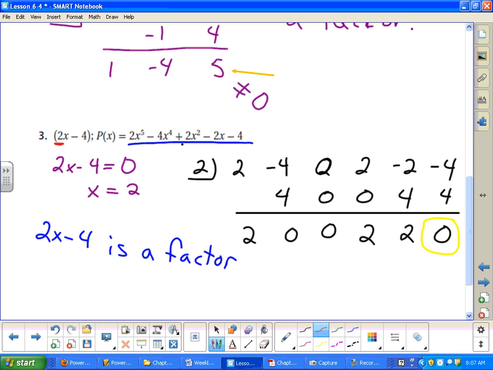What actually happens if I was using it to divide is that I would have to take all of these numbers here and divide them by 2 for the division part.